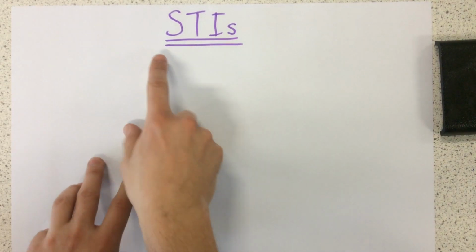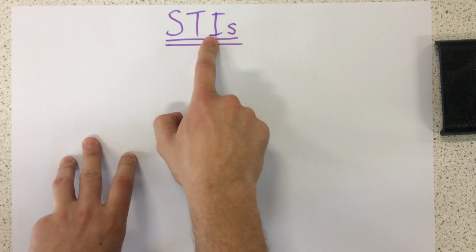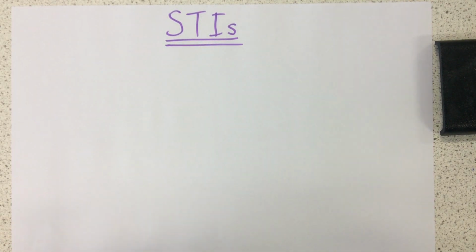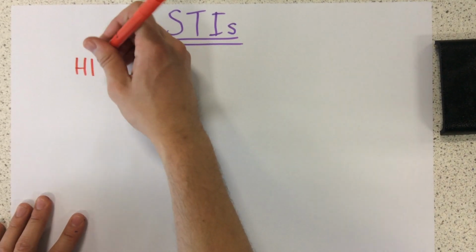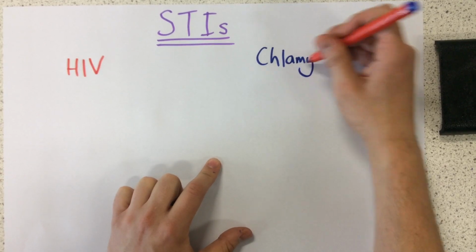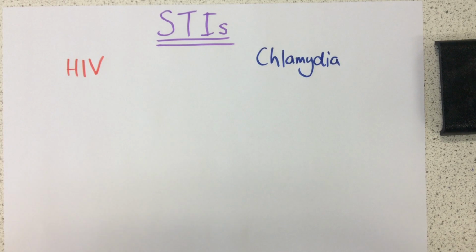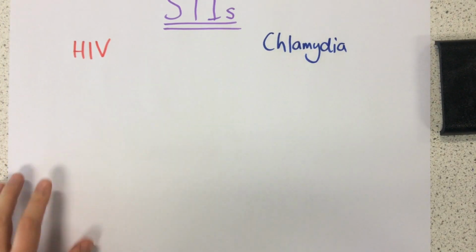Okay, today I'm going to talk to you about STIs. STI just stands for sexually transmitted infections. Now for the GCSE, there's two different STIs we need to know about: HIV and chlamydia. Chlamydia's got a very difficult spelling like this. So all I'm going to do is go through each one and tell you a little bit about each one.